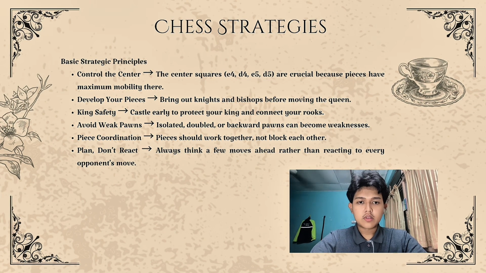Avoid weak pawns. Isolated, doubled or backward pawns can become weaknesses. Piece coordination. Pieces should work together, not block each other. Lastly, plan. Don't just react, always think a few moves ahead rather than reacting to every opponent move.